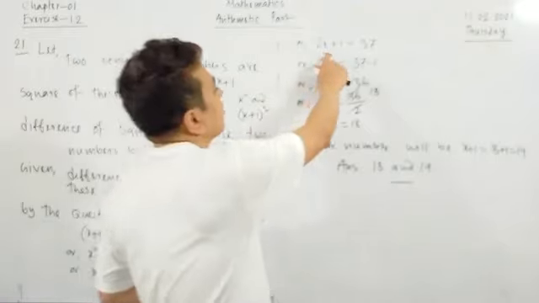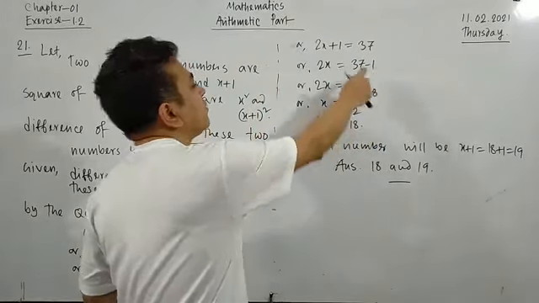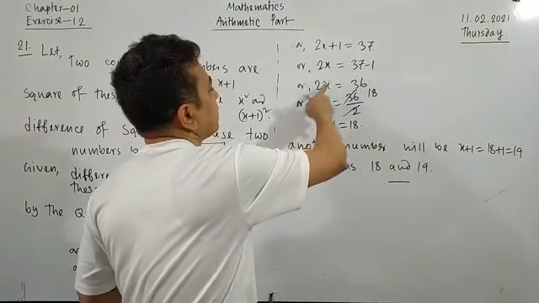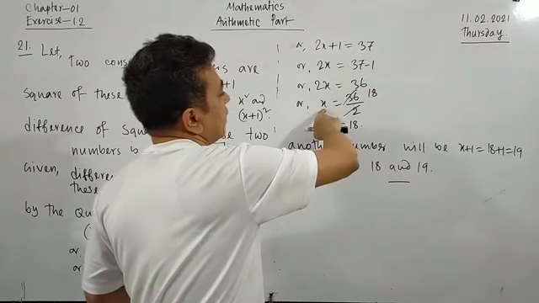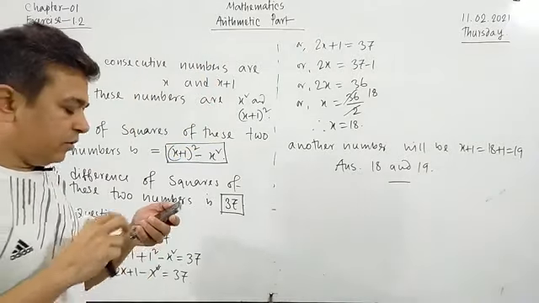So 2x plus 1 equals 37. We're just taking 1 to the other side. So 37 minus 1 is 36. So 2x equals 36, and x equals 36 divided by 2, which is 18. Okay, now do you understand?